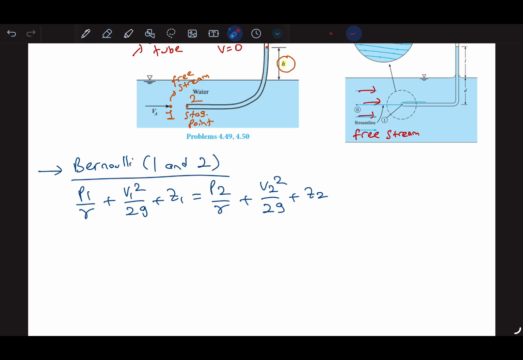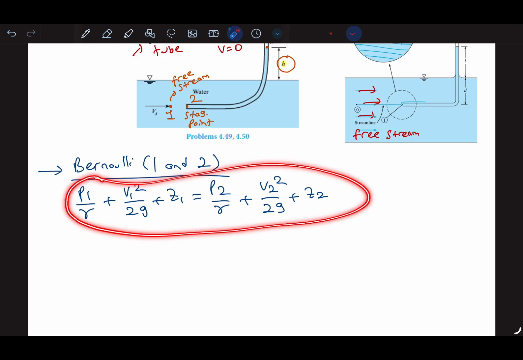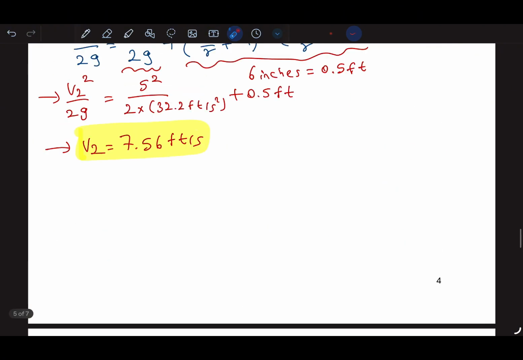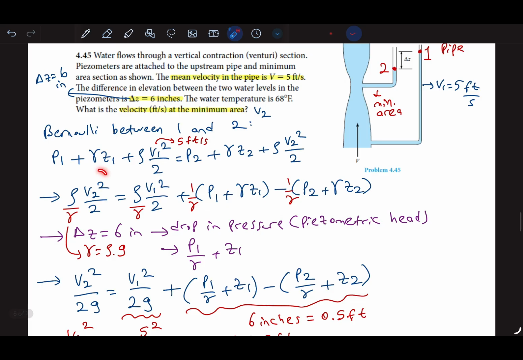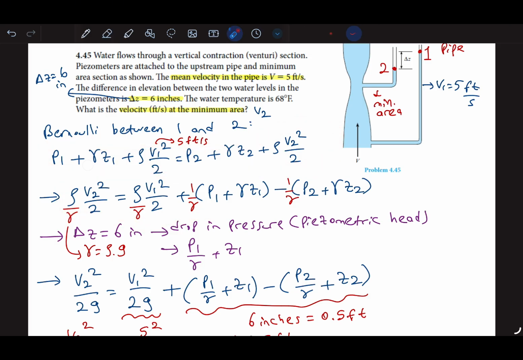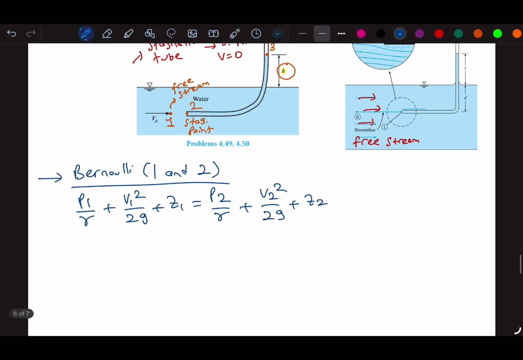And don't get confused with this form of Bernoulli. We can either write these in this form, or it can be something like this. The only difference here is we are dividing the entire equation by specific weight. So eventually they are actually the same.